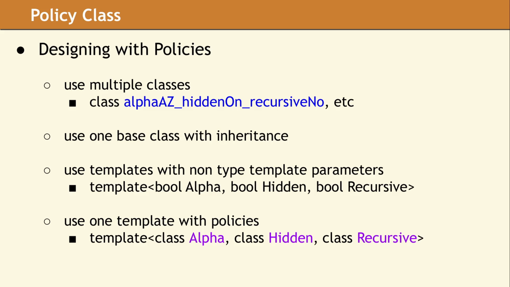Our first approach uses multiple classes, with one class for each combination of options. Since each of the three options has two possibilities, we need 8 unique classes. This may require duplicated code, and maintenance will be tedious. Naming the classes might also be awkward.